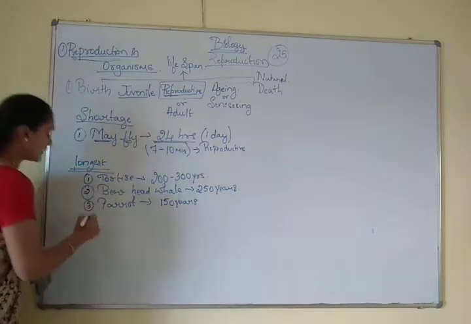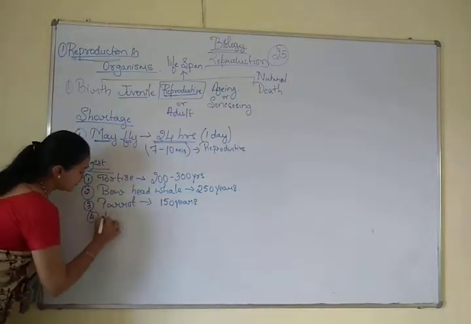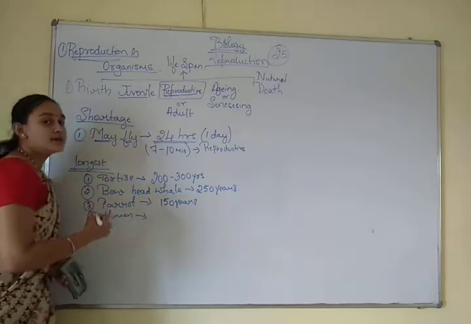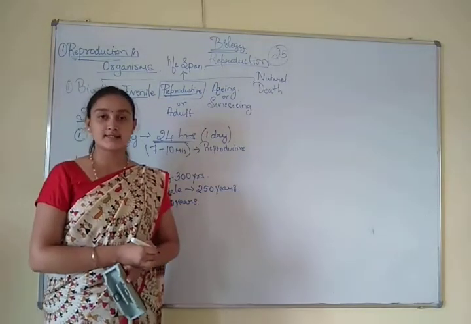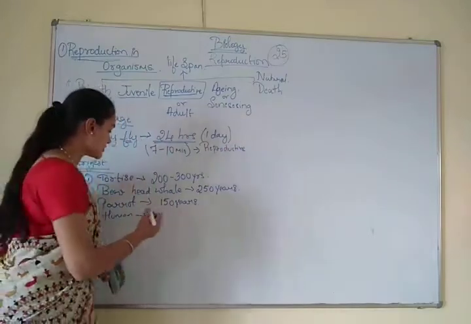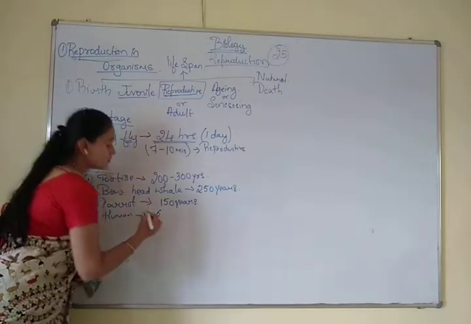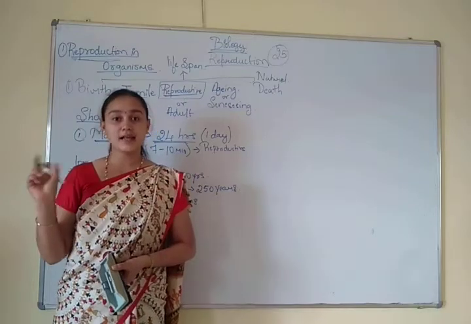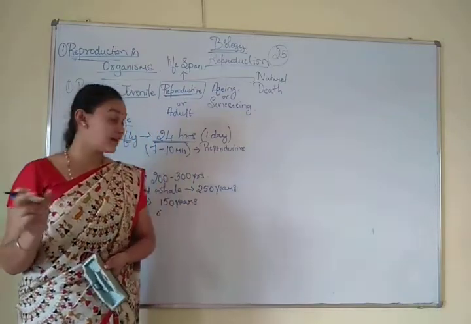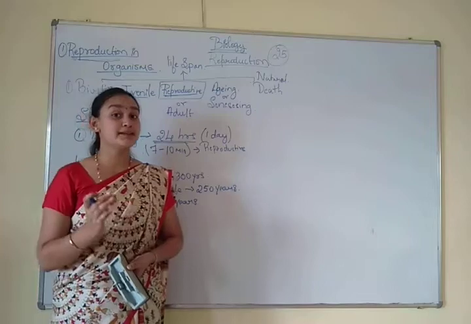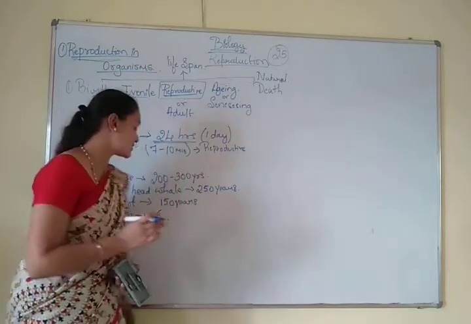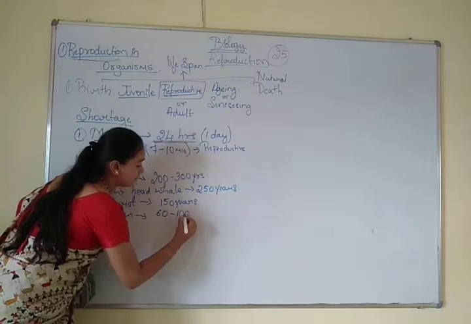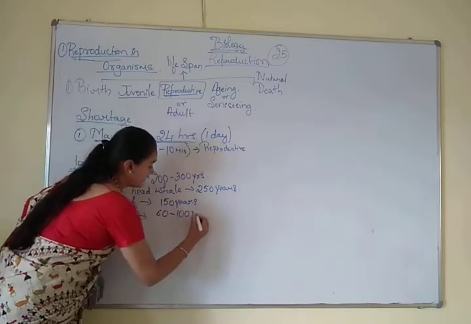Now if we consider human beings, what is the lifespan? What is the scientific name of human beings? Yes, it is Homo sapiens. So how much is it? What they used to say is 100 years lifespan. But nowadays it has been reduced to 60 years. Now we have a lifespan of around 60 to 100 years.